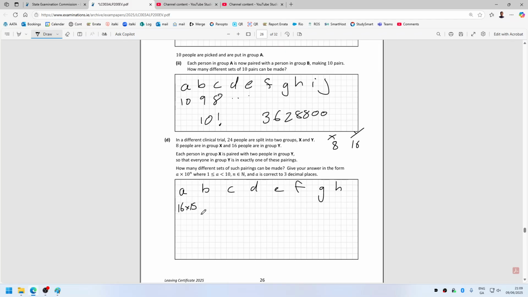But are the pairs unordered? Or ordered? I mean, it looks, it really looks like it should just be 16 factorial. Because then this one here will be 14 times 13, etc. I really, really think it's 16 factorial.